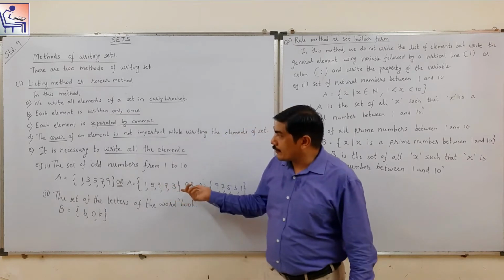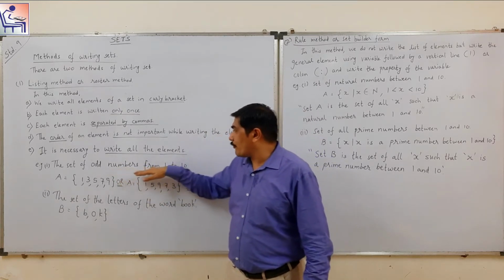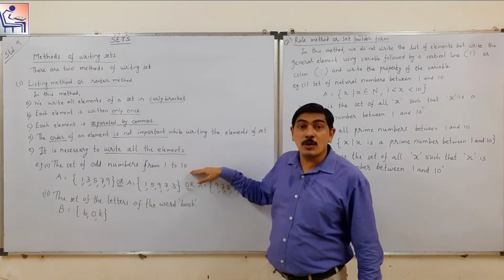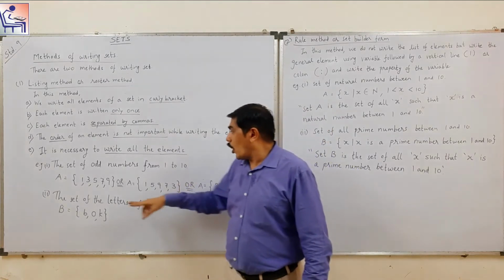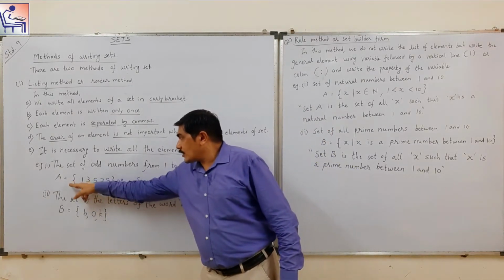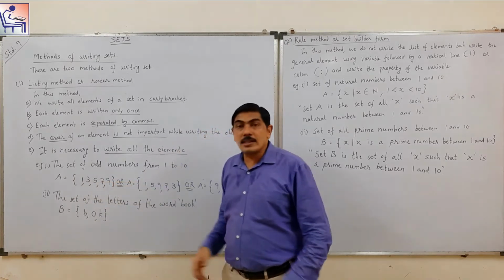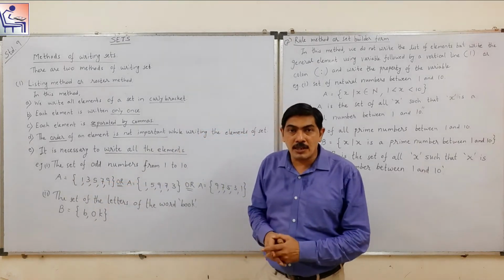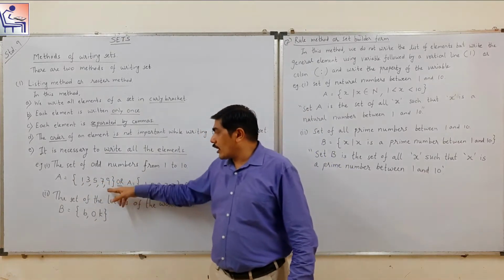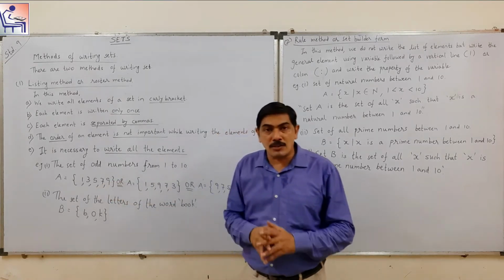So here I have given one example. The set of odd numbers from 1 to 10. तो odd numbers क्या बनते हैं? A is equal to, within a curly bracket I have written all the elements 1, 3, 5, 7, 9 and it is written within the curly bracket and separated by commas.